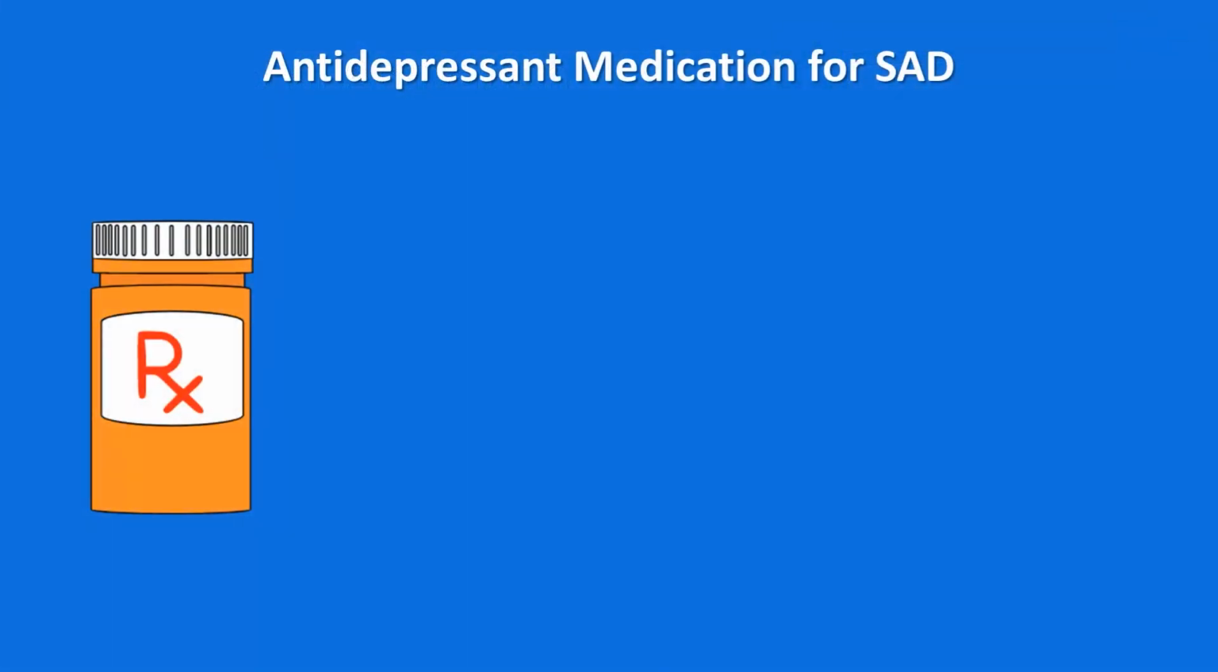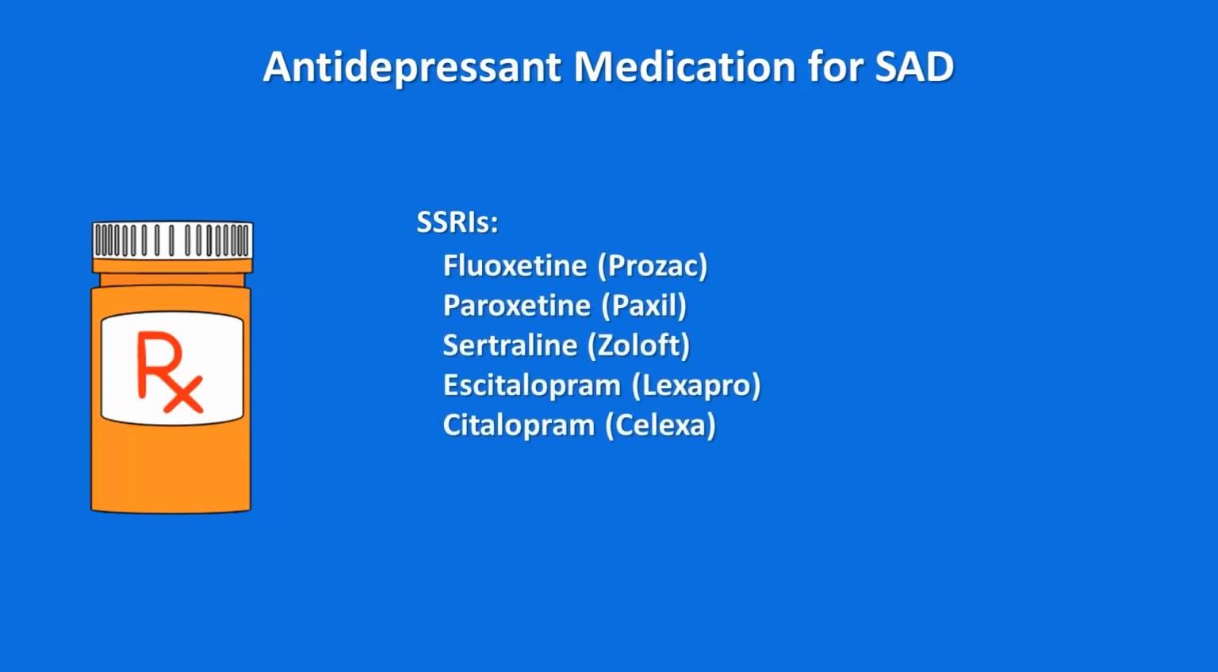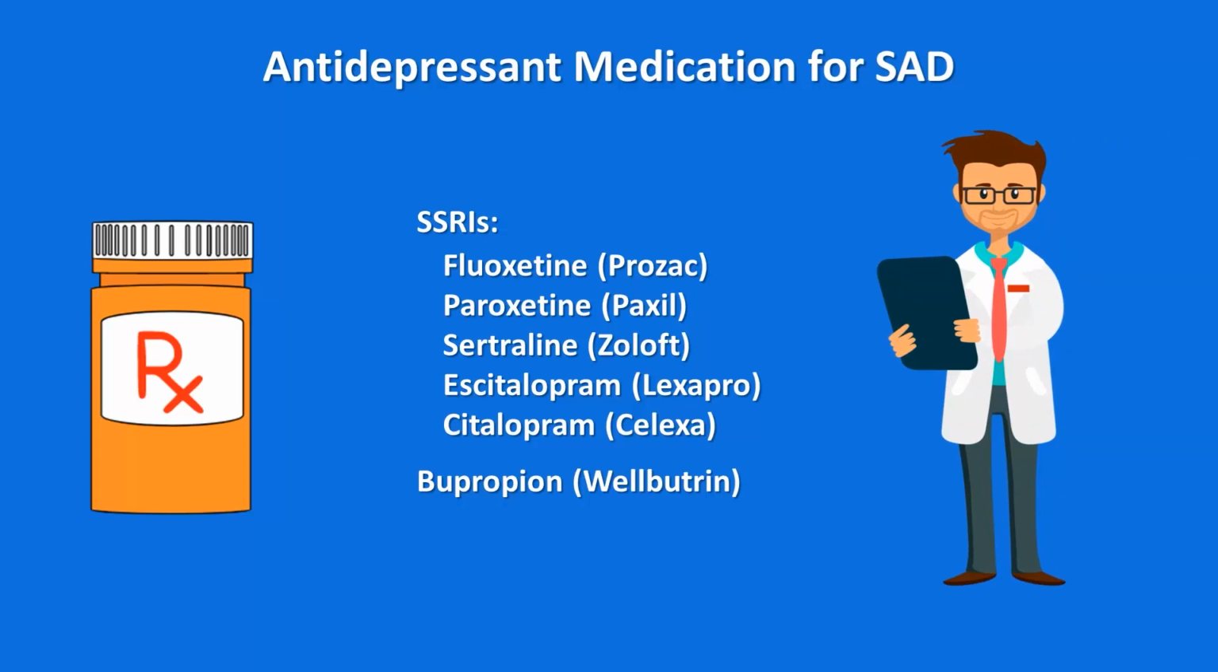And what about antidepressant medications? Seasonal affective disorder is commonly treated with the same medications used to treat non-seasonal depression, such as SSRIs like Prozac, Paxil, Zoloft, Lexapro, or Celexa, or bupropion, also known as Wellbutrin. And their effectiveness in treating SAD is unclear due to the lack of high-quality research. And if you want to explore medication for SAD, that's something your doctor can help with.